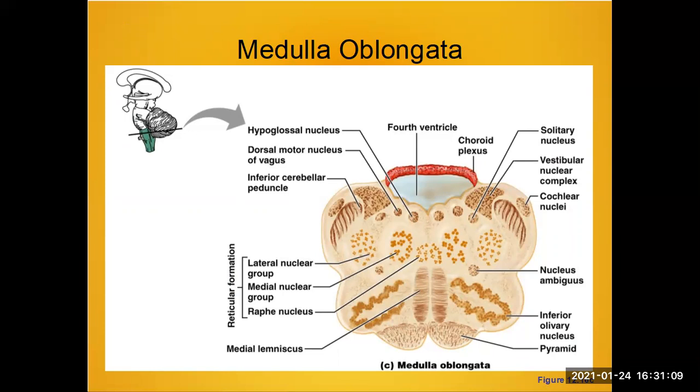Look at this picture, students. You can see the most important elements of the medulla oblongata. You can see pyramids, medial lemniscus, reticular formation, hypoglossal nucleus, nucleus dorsalis nervi vagi, inferior olivary nucleus.